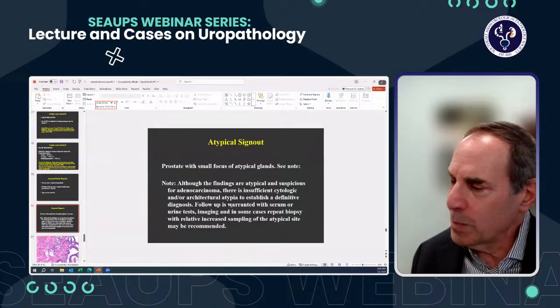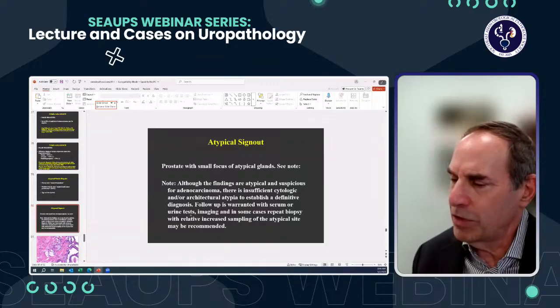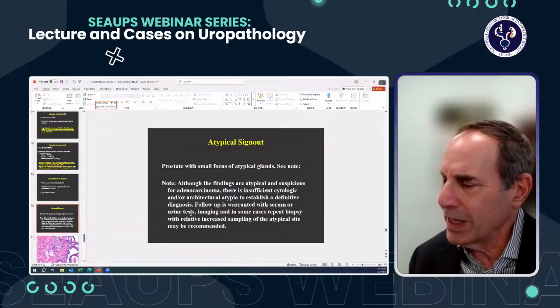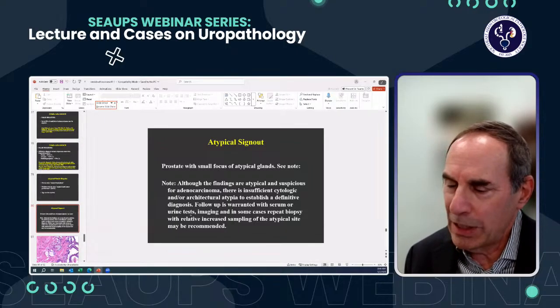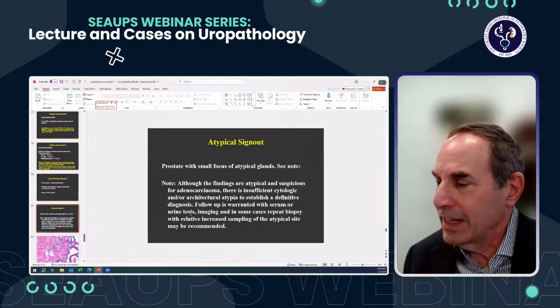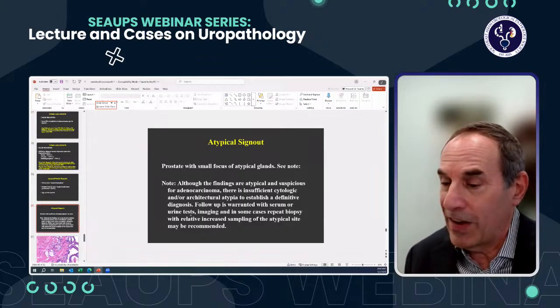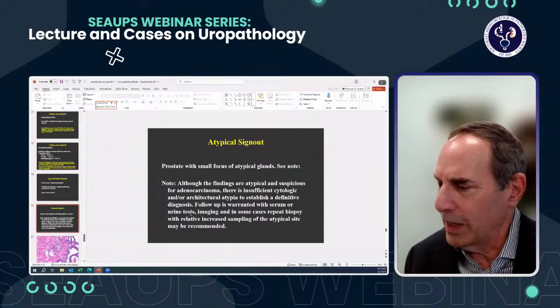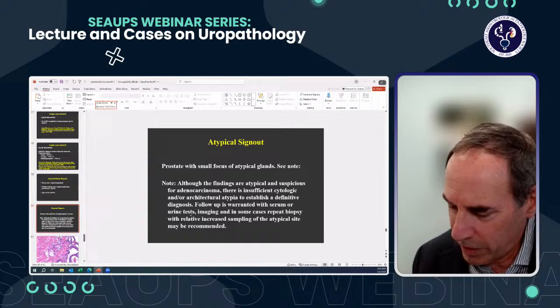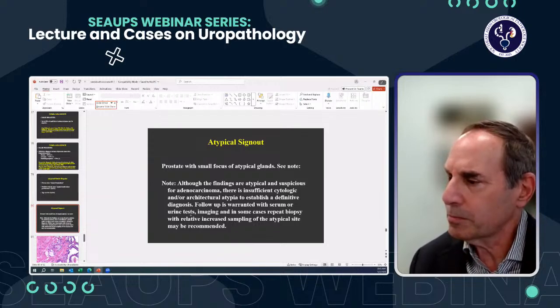And then I say follow-up was warranted with either serum or urine tests, imaging, and in some cases, repeat biopsies with relatively increased sampling of the atypical site may be recommended. Not all clinicians will do a repeat biopsy if you call something atypical, given that many men, even if they find a small focus of low-grade cancer, might just be followed with active surveillance. So I leave it up to the clinicians whether they want to do a repeat biopsy.